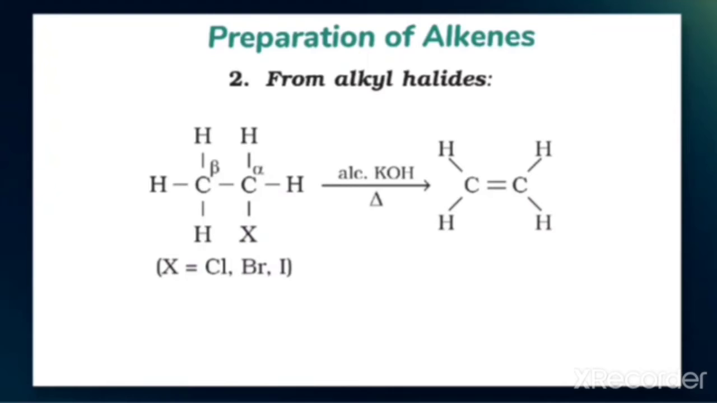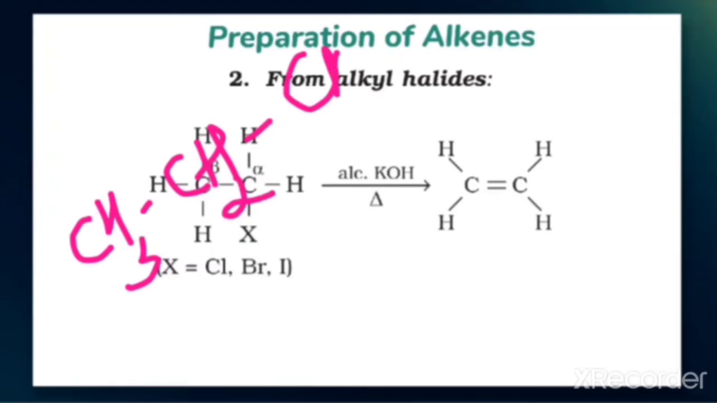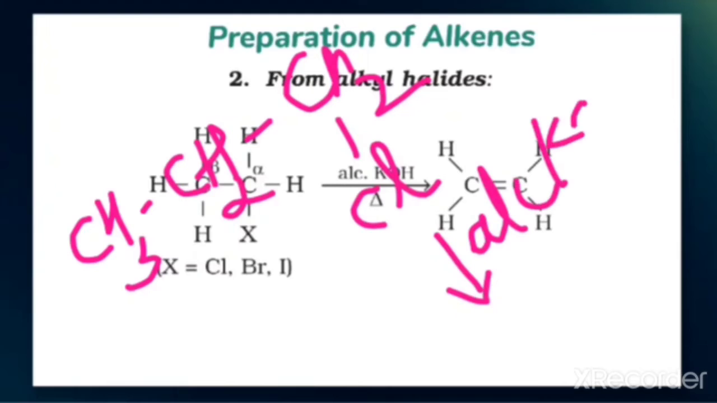So this is the reaction from alkyl halide. Now we'll take one example: CH3 CH2 CH2 Cl. This is called an alkyl halide because there is a halide part here. Now what happens when we give alcoholic KOH? This reaction takes place in the presence of alcoholic KOH.